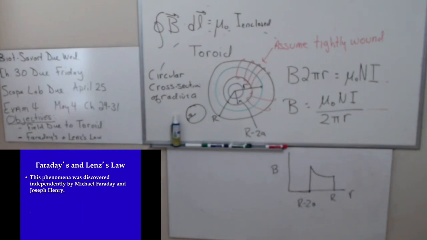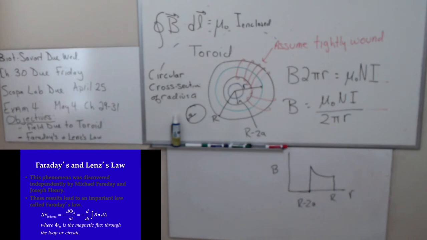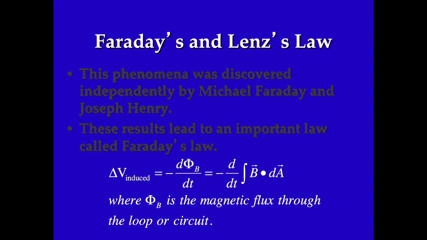So this phenomenon that we are observing was independently observed by Michael Faraday and Joseph Henry, but Faraday got the credit for it. Okay, and so it's called Faraday's Law. And so let's talk about what this expression means. Let me write this expression on the board, what Faraday's law is.